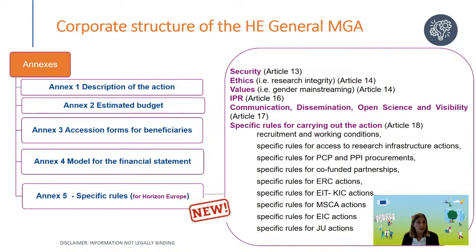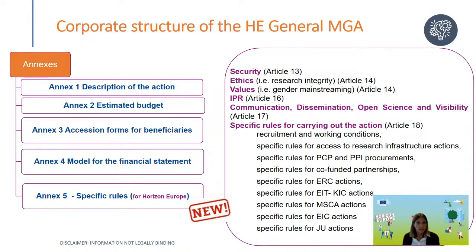Annex 5 is where you will find specific rules for Horizon Europe or for specific actions of Horizon Europe. The structure of the grant agreement is corporate, and this means that the corporate model grant agreement is not only used for Horizon Europe, but also for other funding programs, such as the LIFE programme, the Digital Europe programme, or other programs. So the rules that apply specifically to Horizon Europe, you can find them in Annex 5.